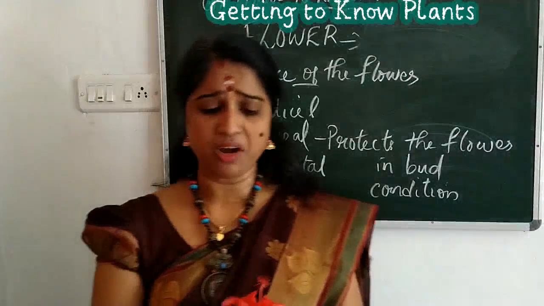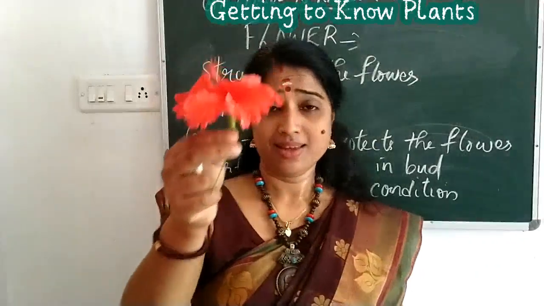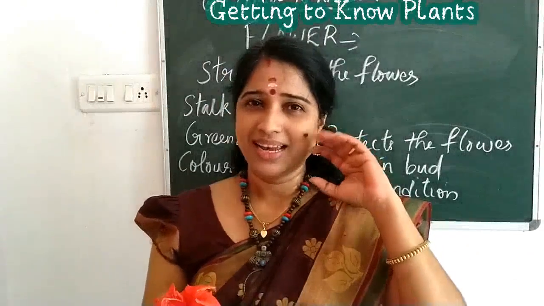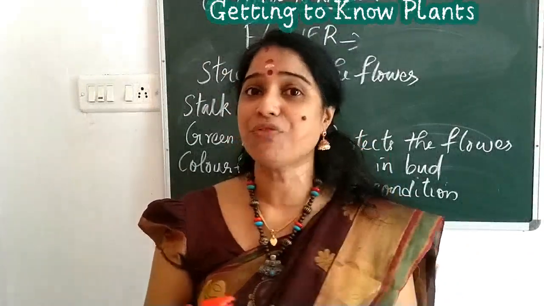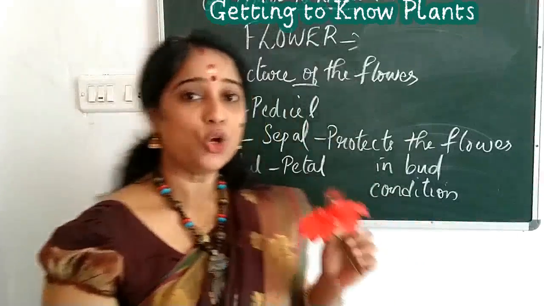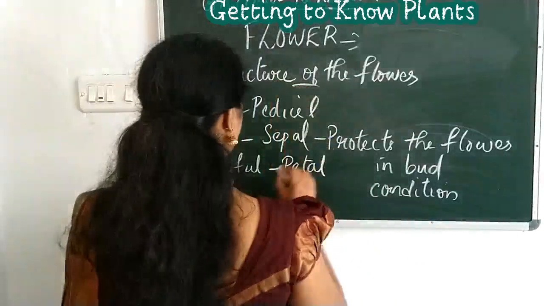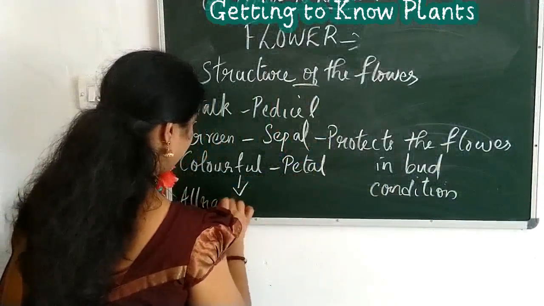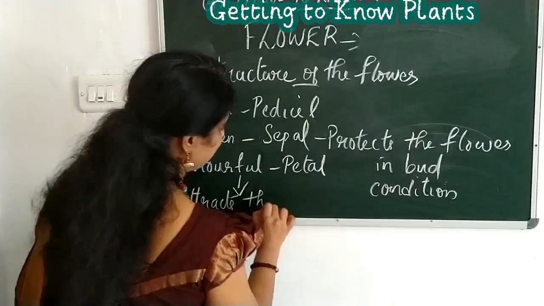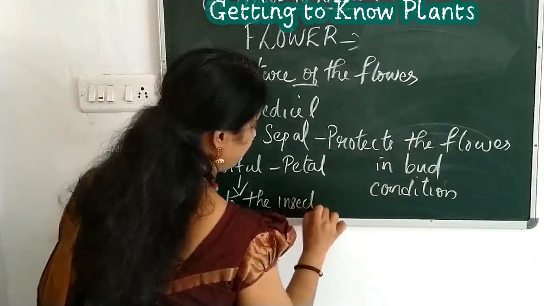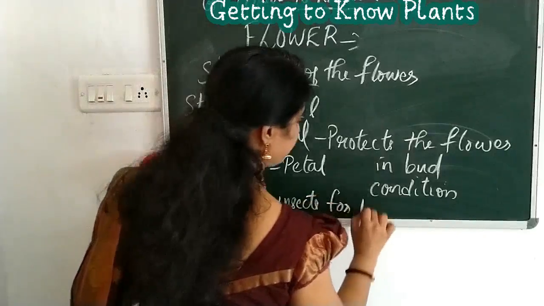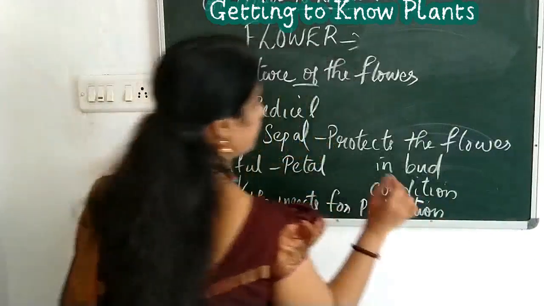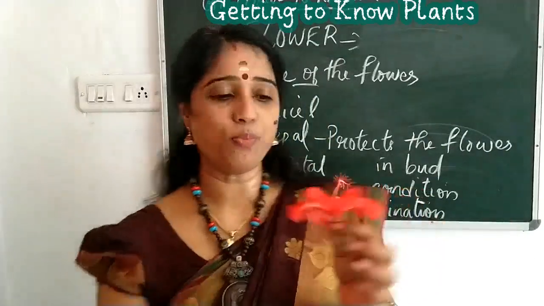And what about the function of the petal? As the most attractive part of the plant, it attracts the insects for pollination. What is the main function of the petal? Attracts the insects for what? Pollination. Attracts the insects for pollination.